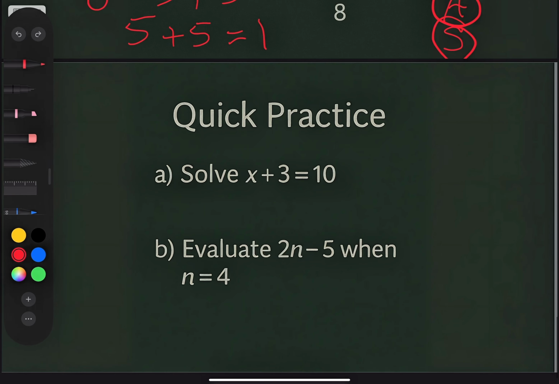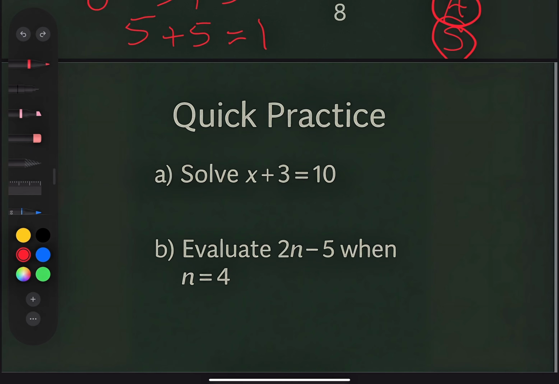Quick practice. Alright, so these are some examples for you. I want you guys to solve them. So pause the video quickly, and afterwards I'll explain these examples.